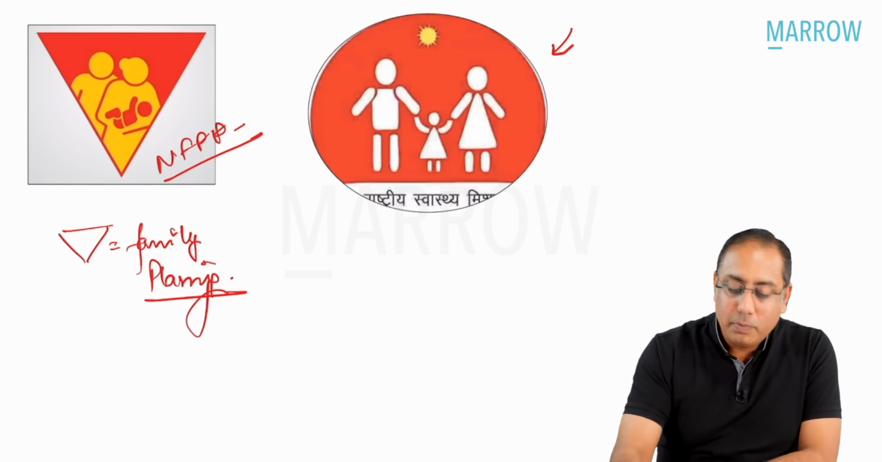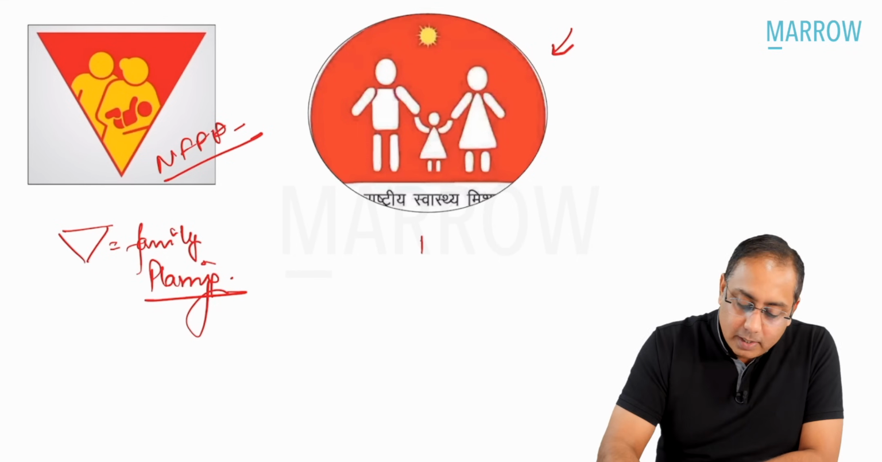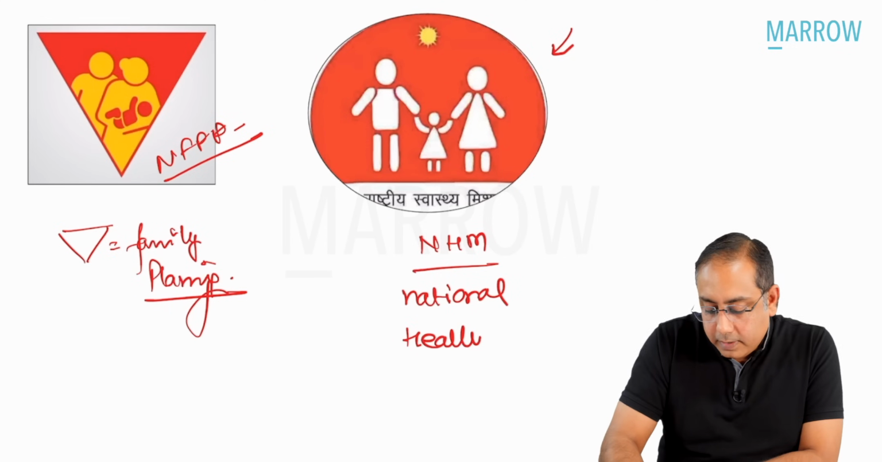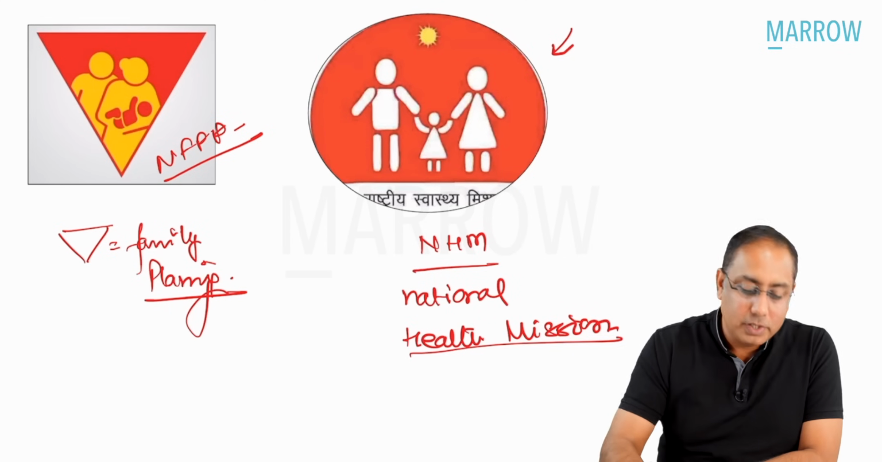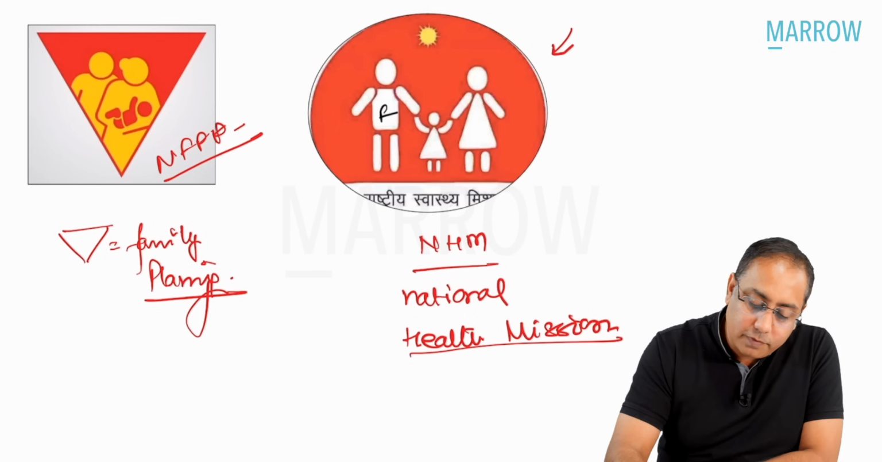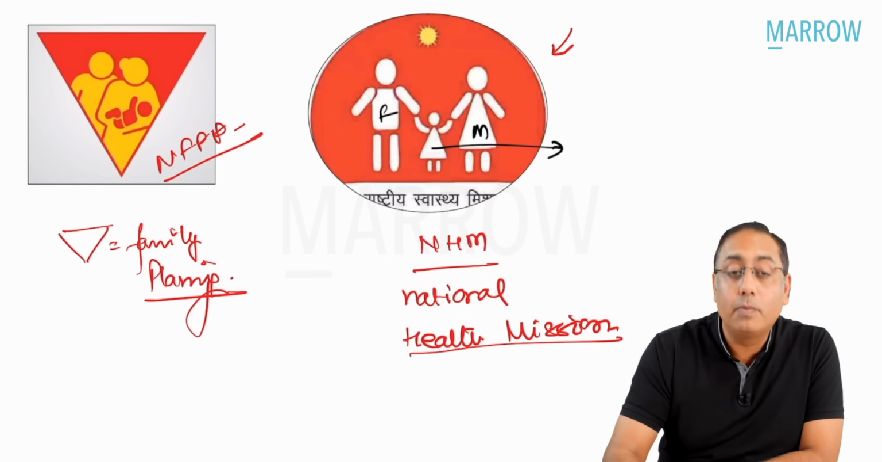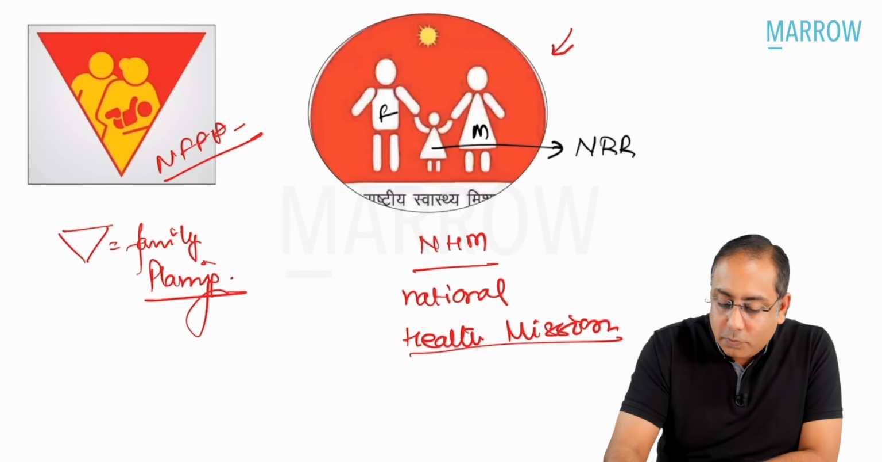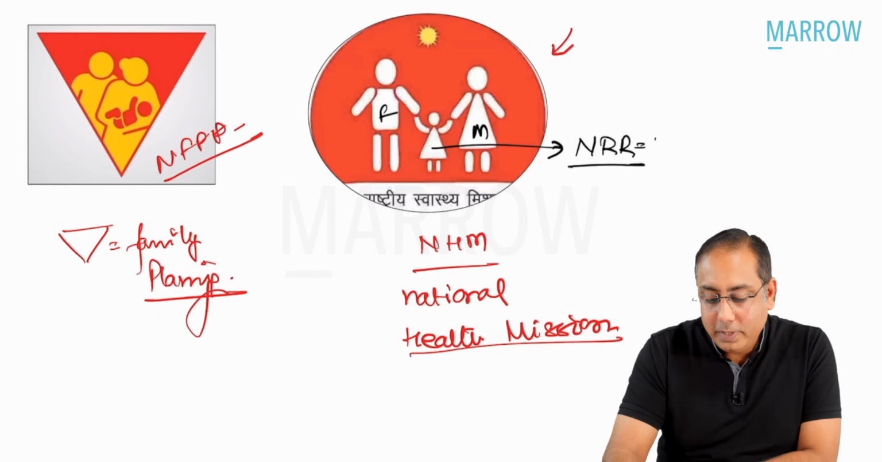And what do you have over here? This is a symbol for NHM. What is NHM, beta? National Health Mission. What do we see in the National Health Mission? What we see over here is the father, then the mother, and then one daughter. Why do we have one daughter? Because the National Health Mission wants the NRR to be equal to 1.